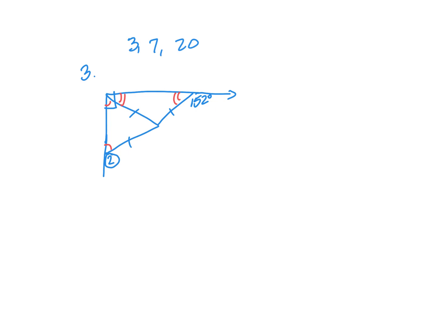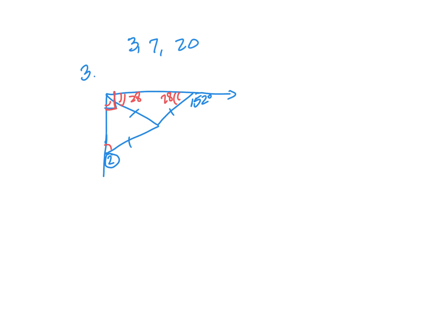If that angle there is 152 and it's on a straight line, then this angle here is 28. Does everybody understand that? Because it adds up to 180, so you take 180 minus 152 and you get 28. Well, if that's 28, this is 28. And if this is a right angle right here, then these two add up to 90.